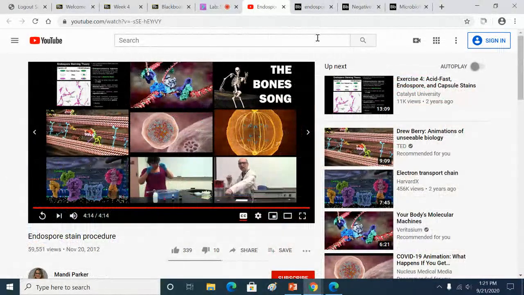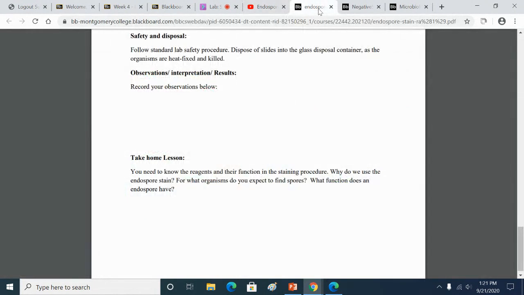Are there any questions or comments about the spore stain? See, in labs, you guys would be having so much fun because your fingers are all green and red and they get very colorful.